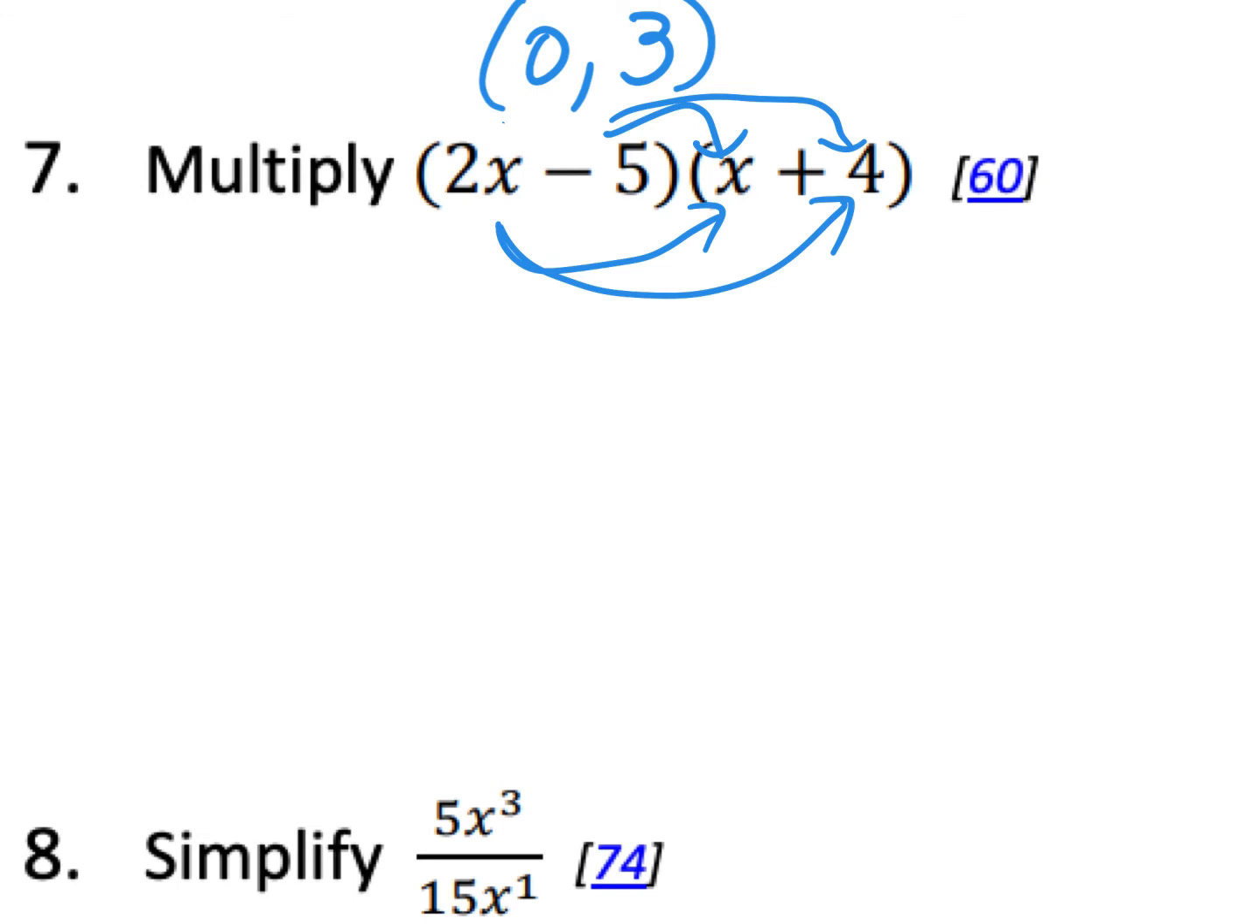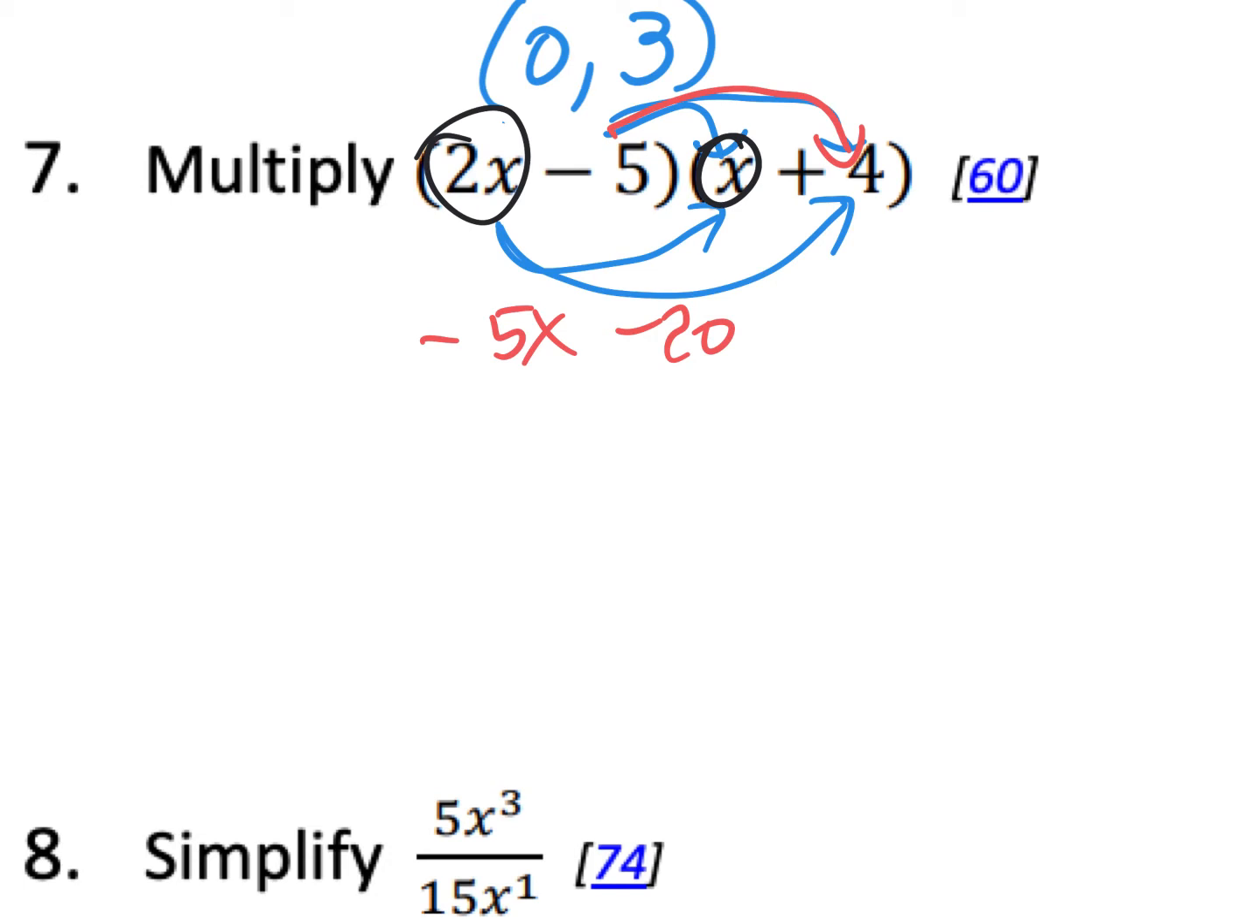Sometimes people call this FOIL because the firsts have to get multiplied, which would be like this and this. And the outside and the inside and the lasts. But if you hadn't learned it that way, I think it's easiest to just call this distributing two things. The -5 times the x makes -5x. The -5 times the 4 makes -20. You see how I started there? Okay.